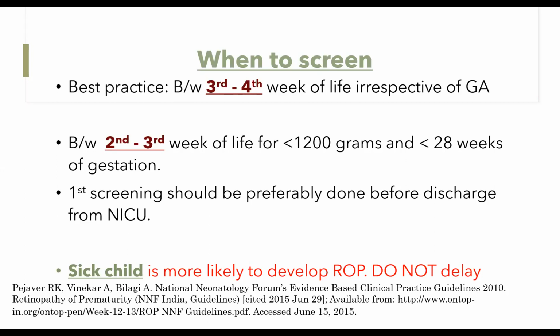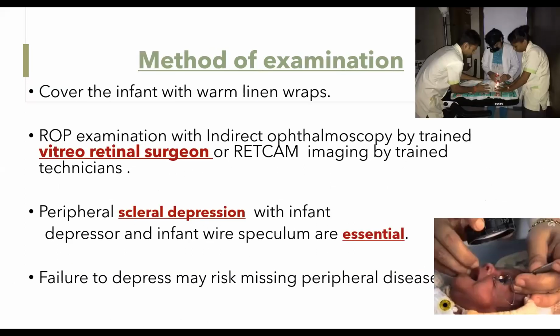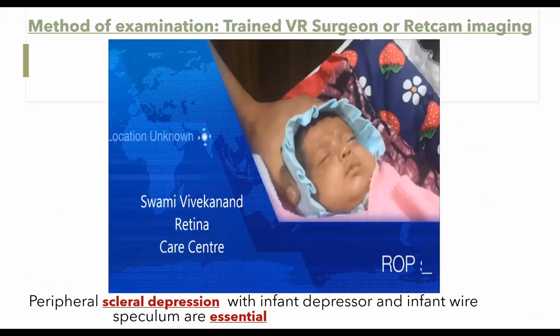The second point is that any sick child is more likely to develop ROP. So we should not delay the screening of the baby if the baby is sick. How do we examine the babies? We need to cover the infant with warm linen wraps, and the ROP examination is done with indirect ophthalmoscopy by a trained vitreoretinal surgeon. I will show a video, I suppose.